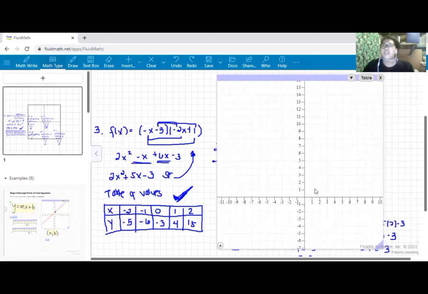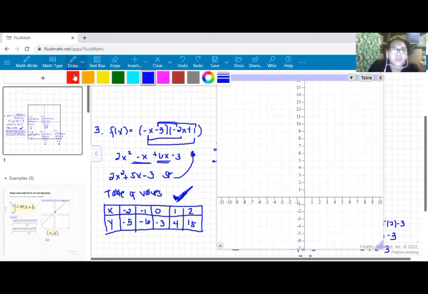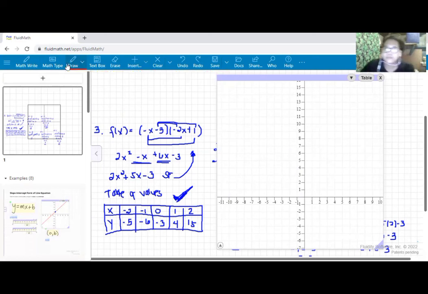Okay, now let's plot our table of values to identify the graphs. So here we have -2. This is the -2 part. This one. So let me use red. Okay. So we have -2 and -5. So this is -2 and -5. 1 and -6. So this is 1 and -6.